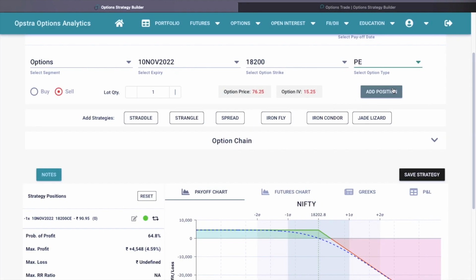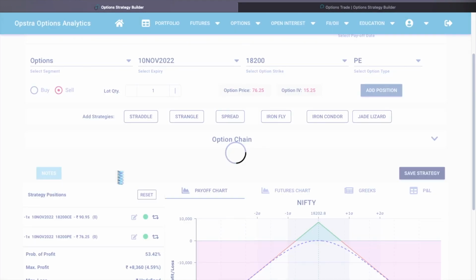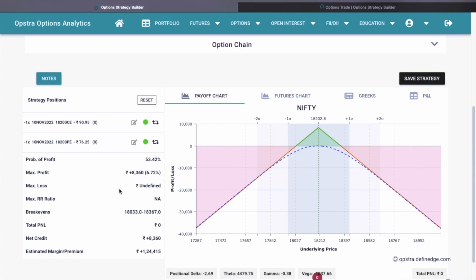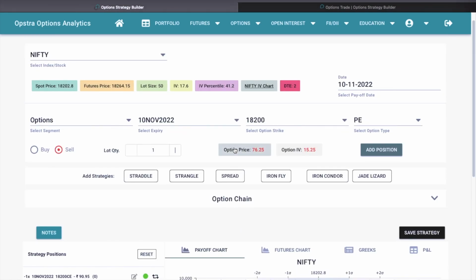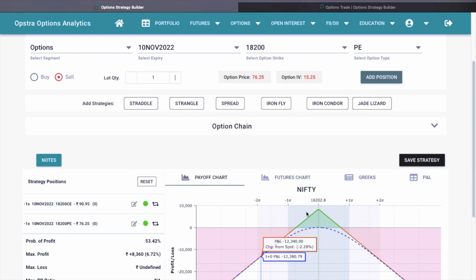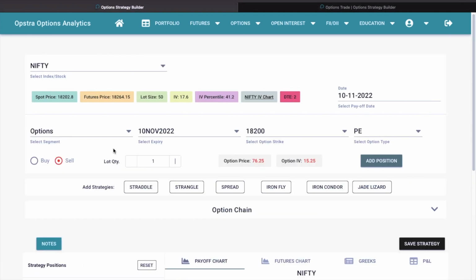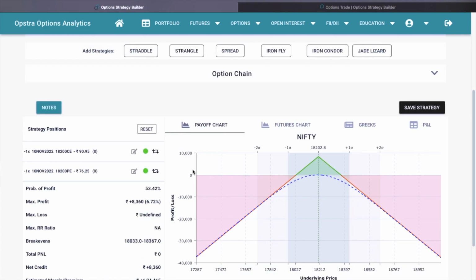As you can see, for a normal straddle without a hedge, your max profit is coming around 8,000 rupees. Since we have not bought any hedge position or protection, the loss is unlimited. As you can see, your max loss is undefined. This is basically termed a short straddle. So what we do is make it an iron fly when we buy.